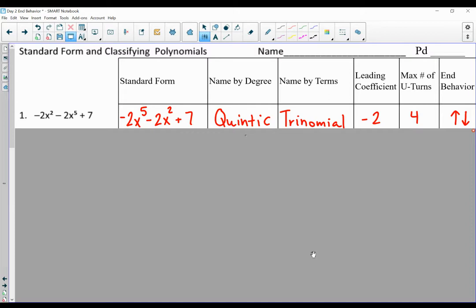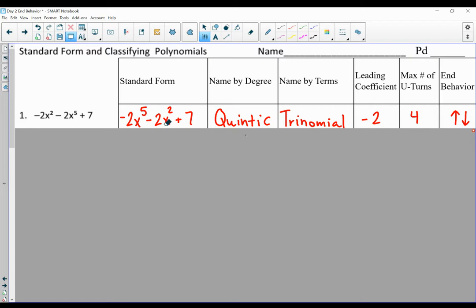All right, so at this point, hopefully you had a chance to try this practice. So this first one, I rearranged it to be in standard form: negative 2x to the fifth minus 2x squared plus 7. Now it is going in descending order. And then using the notes that we did yesterday, we know that if it has a 5 as a degree, then it is what we call a quintic.